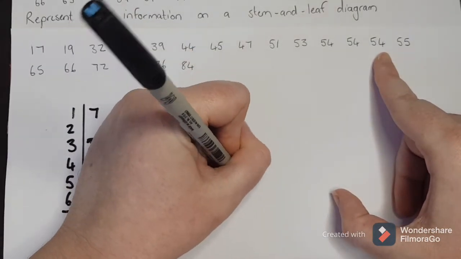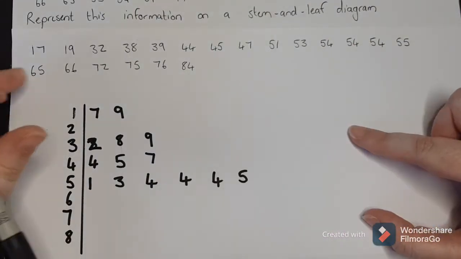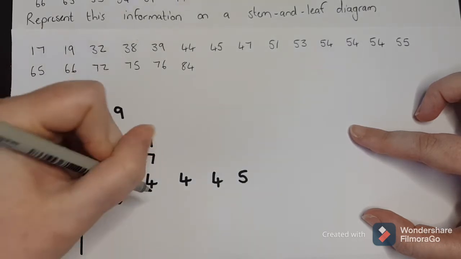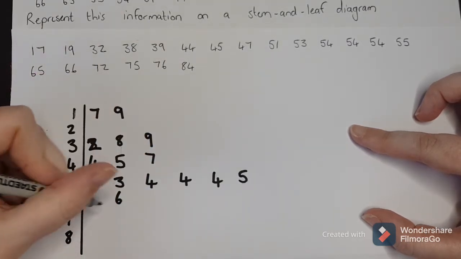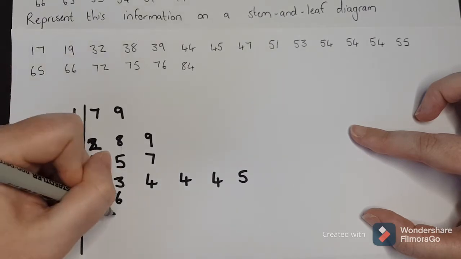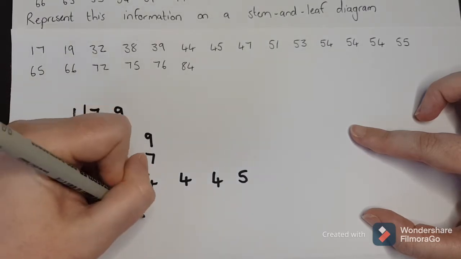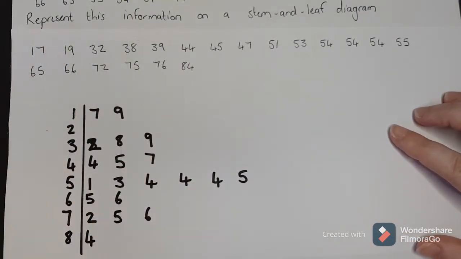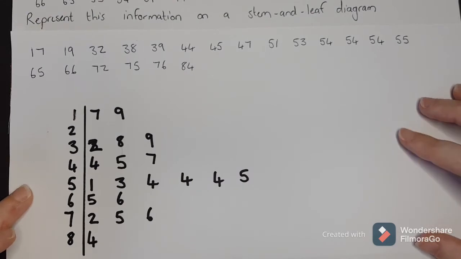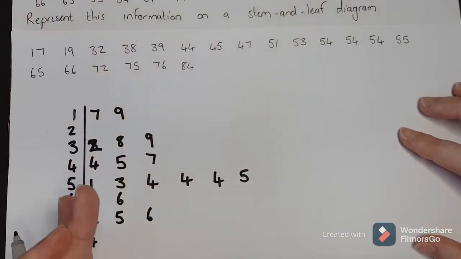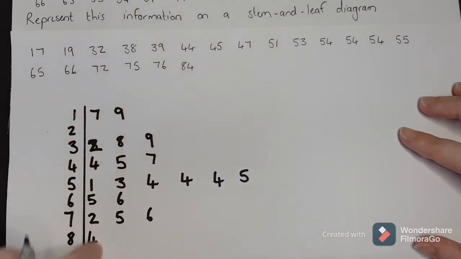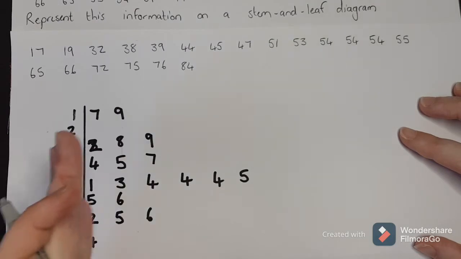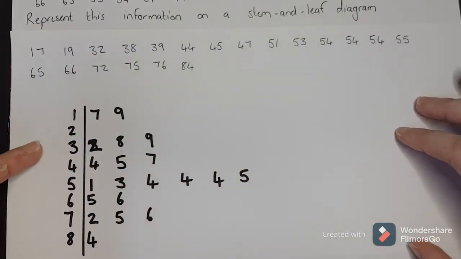And then we had a 5. Then we moved down to the 60s, so we had 65, 6, and that was it. And then the 70s is 2, and 5, and 6. And then our last one was 84. So in our stem and leaf diagram, we always have to have ruler drawn lines, and we always need to place these as much in line as possible underneath each other, so it's nice and even and straight.